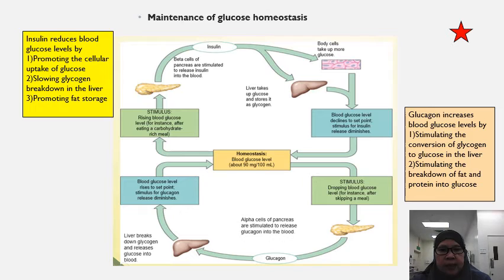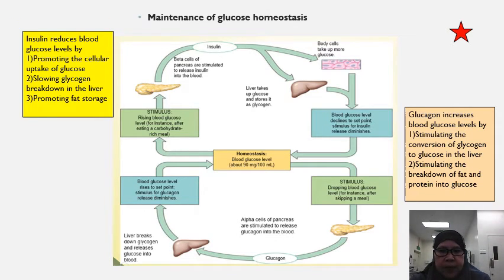Okay, insulin is a type of hormone, and what it will do is try to reduce the blood sugar level in three ways. One is to promote the cellular uptake of glucose. Another is to slow down the glycogen breakdown in the liver and to promote fat storage. When these three things happen, the blood sugar declines to a set point, and then it will diminish the release of insulin, and it goes back to balance.